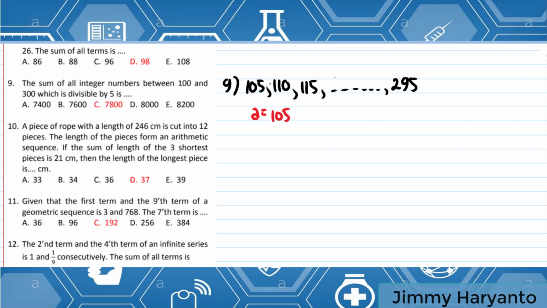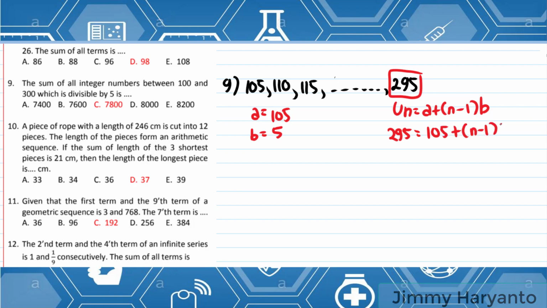And then we'll write 105 as the A, and B is 5, and then I have to find the value of n for this un. Un equals A plus n minus 1 times B. Un is 295 equals A is 105 plus n minus 1 times B. B is 5. Minus it will become 190. Good. And then n minus 1 times 5. Move the 5, divide by 5 will be 38. 38 equals n minus 1. N equals 39. There you go.